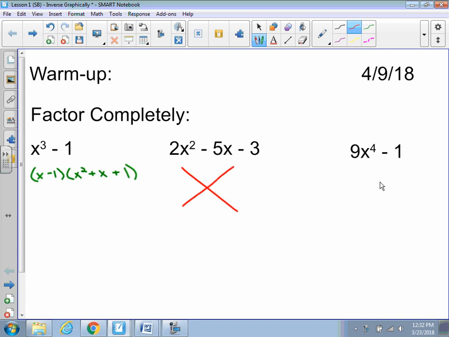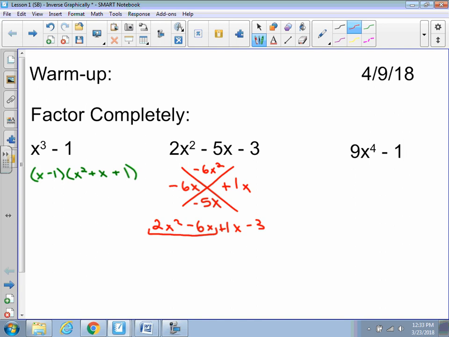2x squared times negative 3 is negative 6x squared. Negative 5x goes in the bottom. Since negative 6x squared is negative, we're going to use opposite signs. The factors of negative 6 that add up to negative 5 are negative 6 and positive 1. So now we have 2x squared minus 6x plus 1x minus 3.